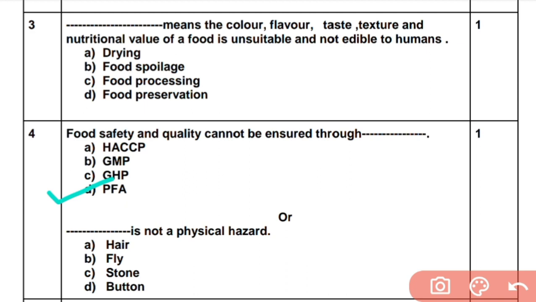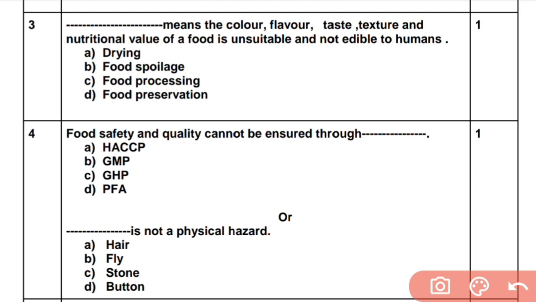Next is, dash is not a physical hazard. Hair, fly, stone or button. Fly is an insect. It is not a physical hazard. Rest, hair, stone, button, these are all physical hazards. Let's move ahead to question number 5.